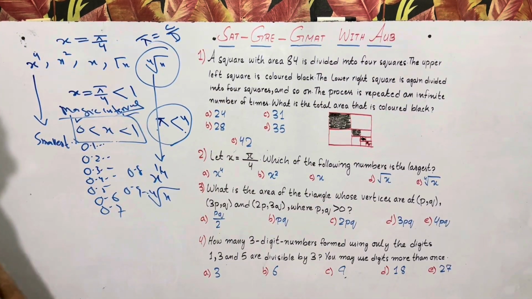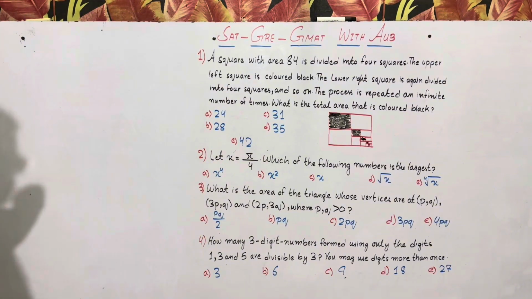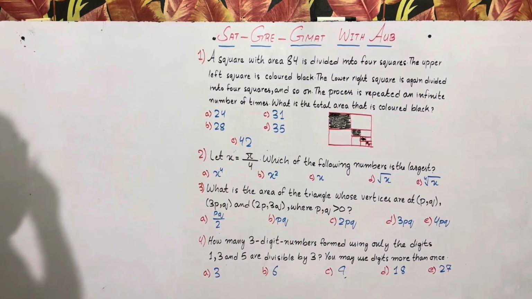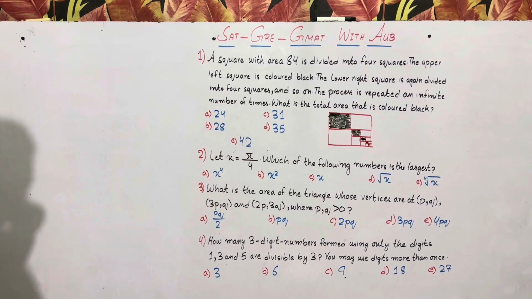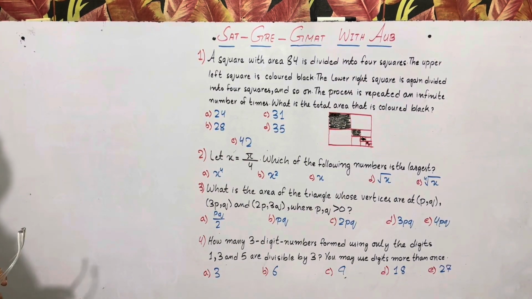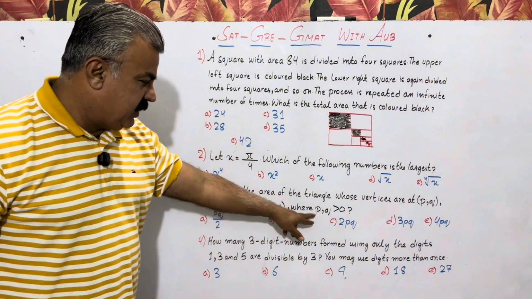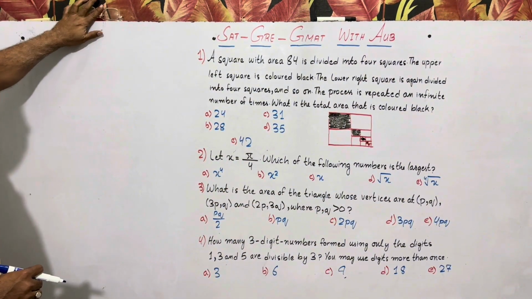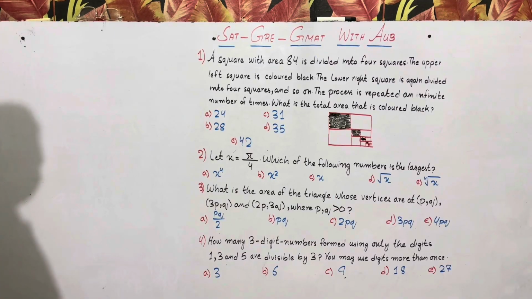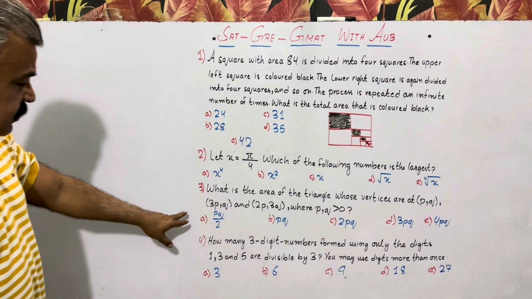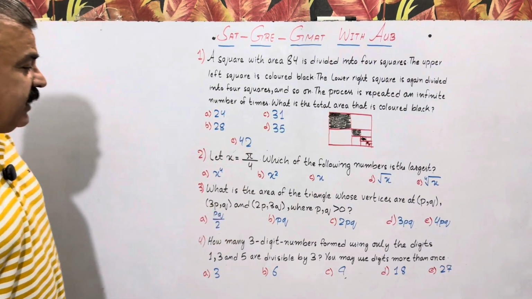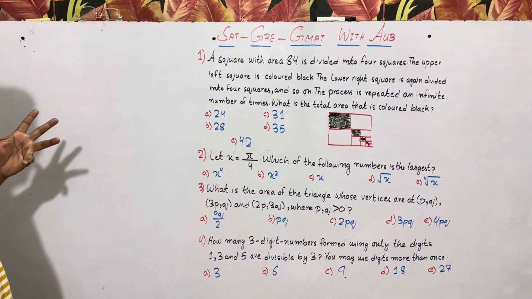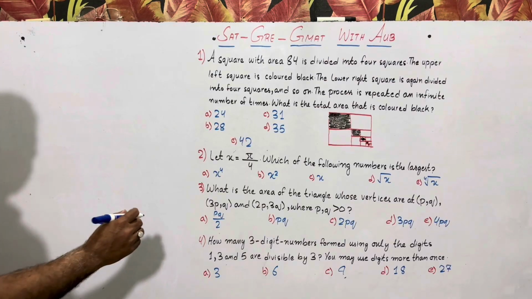Moving towards the next question, question number 3. What is the area of the triangle whose vertices are (p, q), (3p, q), and (2p, 3q), where p and q are both real numbers, pq greater than 0? Thanks to René Descartes and analytic geometry, we can solve such questions without knowing the kind of triangle. We can easily find its area.